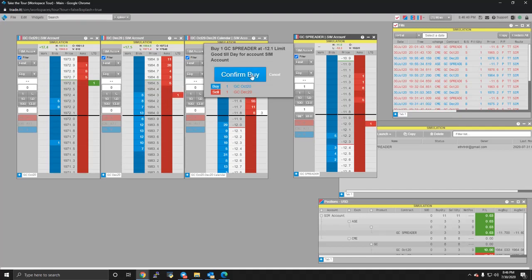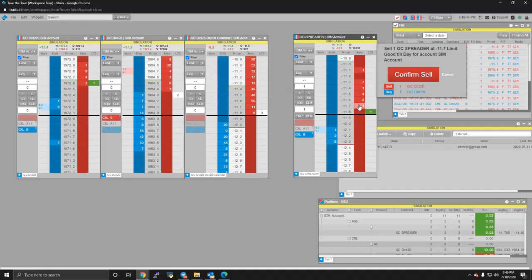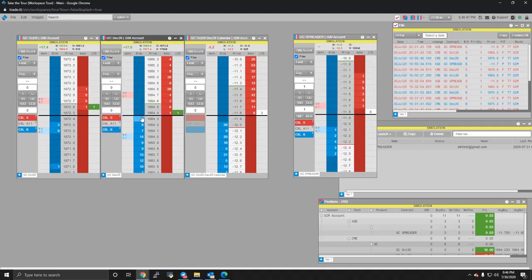So I'll show you here real quick on the execution front. I'm going to put an order in here at minus 12.1 and an order at minus 11.7. And you will see these outright markets. I am now working a sell order, a buy order, a sell order, a buy order. I'm looking for this market to give me a good fill at minus 11.7 and minus 12.1 that I can immediately offset for profit. That's called arbitrage.